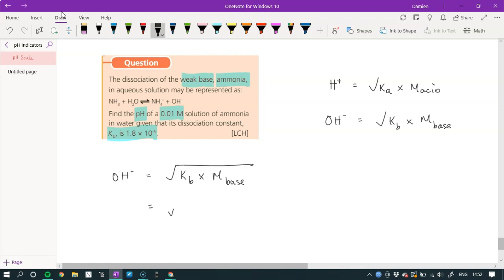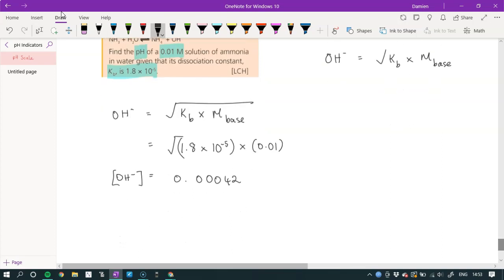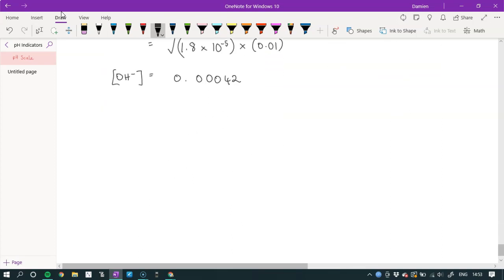So let's see if we can figure out Kb. Kb is there as 1.8 by 10 to the minus 5. And you're going to multiply that by the molarity of the base. The molarity of the base is 0.01, and you're going to get the square root of the whole lot. So you eventually end up with OH minus ions. So the OH minus ions is coming in at 0.00042.